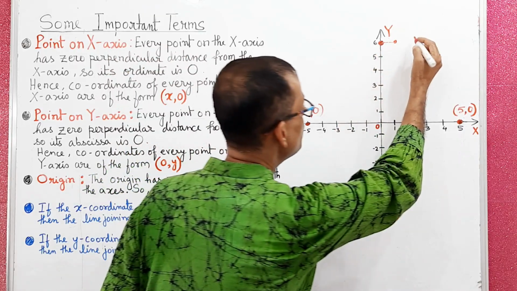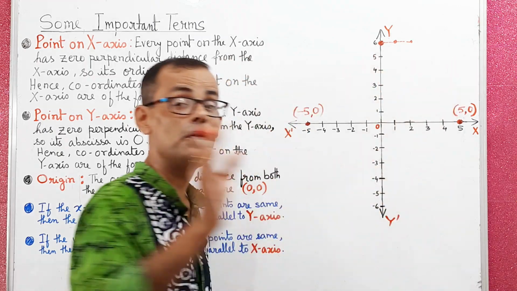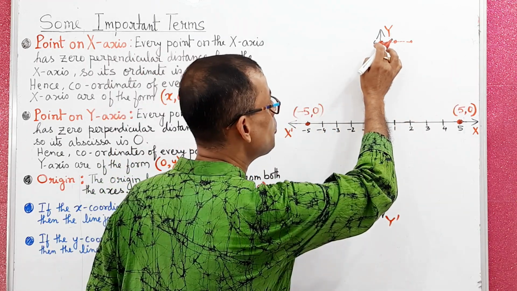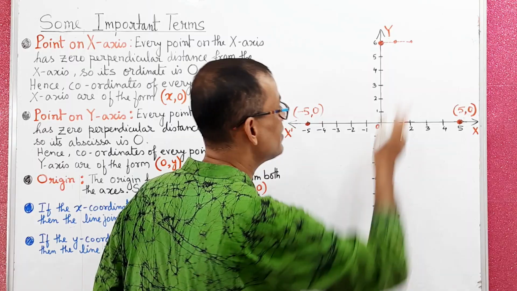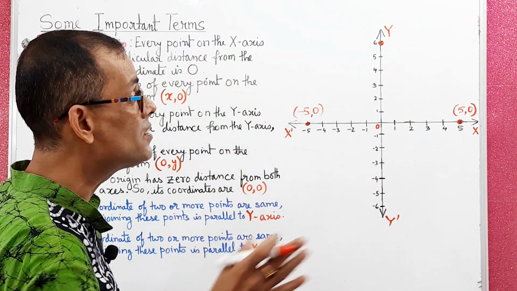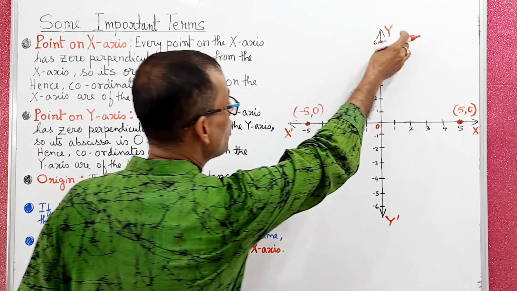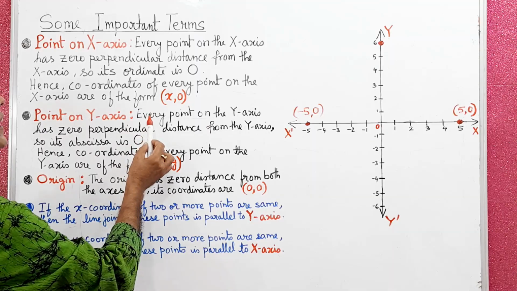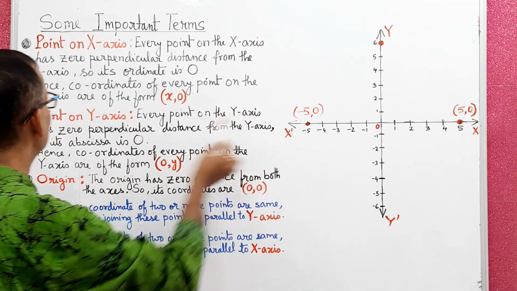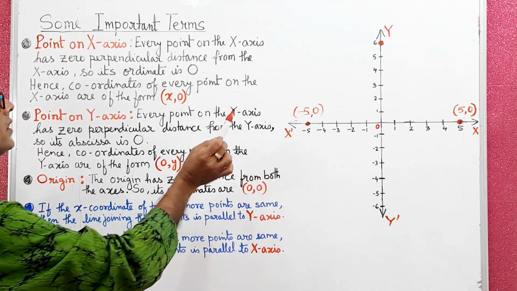If you take the point here, the perpendicular distance will be 2. But the actual point is lying on the y-axis. So the perpendicular distance from the y-axis will be 0. Clear? That is what is written here: every point on the y-axis has 0 perpendicular distance from the y-axis.